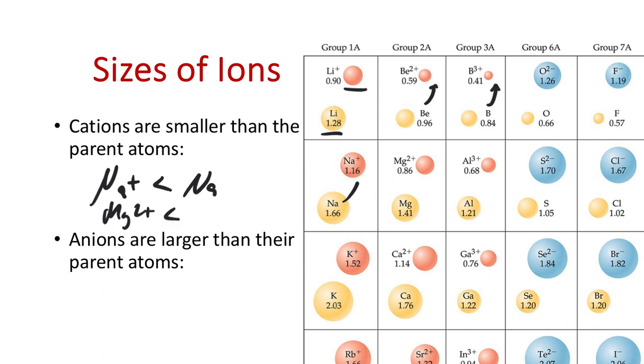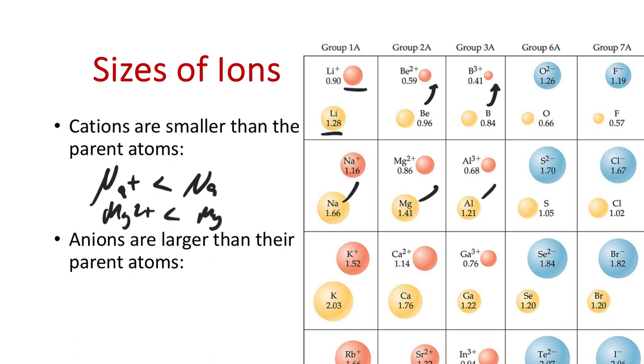Magnesium 2 plus is smaller than magnesium. So continuing the trend here. And so there's no break in this trend: you take away the valence electrons, the atom becomes smaller. And so what's going on is you're getting rid of electron repulsion on top of just removing the electrons that were taking up space in those larger orbitals.